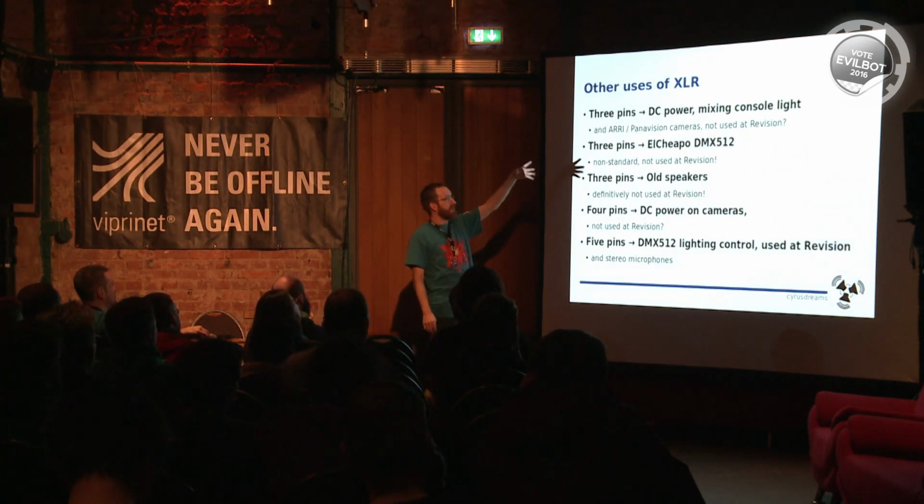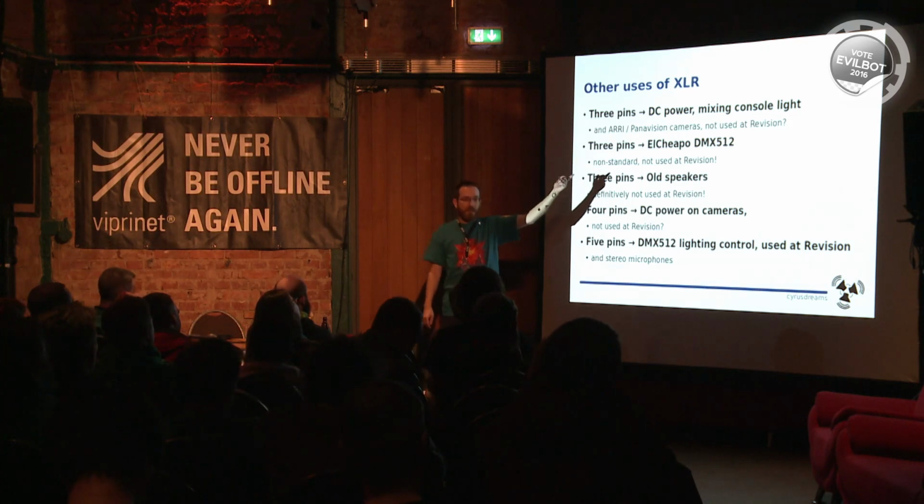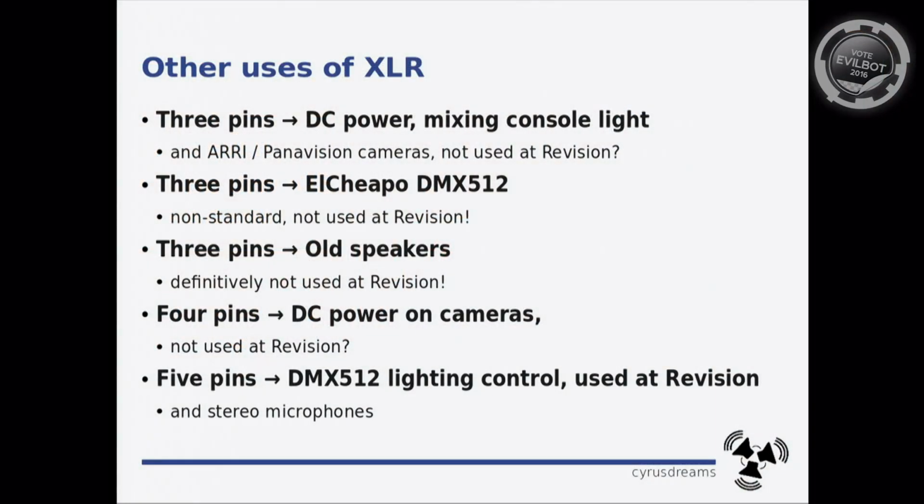Other uses of XLR. We have 3-pin XLR, which normally carries audio, analog or digital. It's also used for DC power. On the mixing consoles, there are these gooseneck lamps. They sometimes are plugged in with a 3-pin XLR, sometimes with a 5-pin XLR. And there are professional cameras by ARRI or Panavision. They use this for supplying power to their cameras. We don't use that at Revision, hopefully.